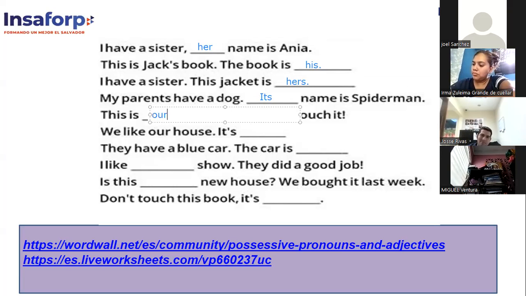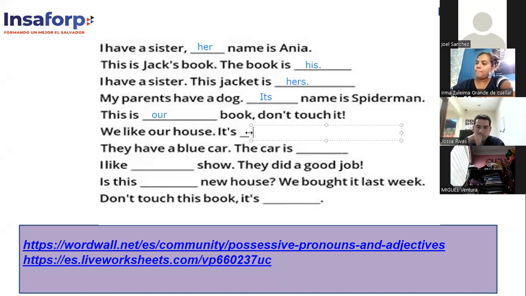This is our book. Don't touch it. Oh, this is my book. Don't touch it. We like our house. It's. A nosotros nos gusta nuestra casa. We like our house. It's ours.